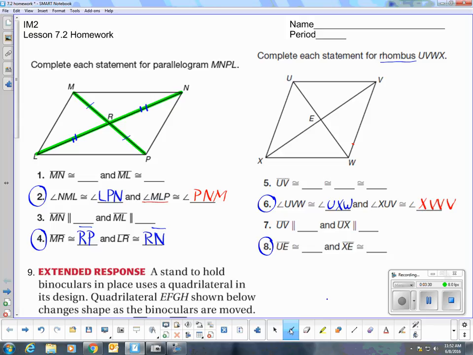Segment UE is congruent to segment EW. Because as in a parallelogram, the diagonals in a rhombus also bisect one another. And segment XE is congruent to segment EB.